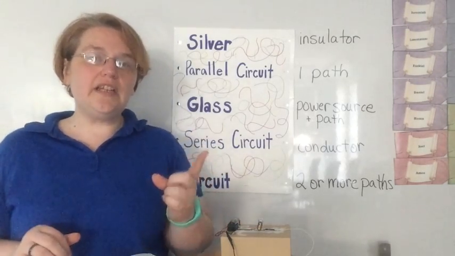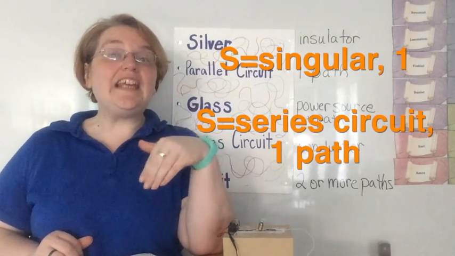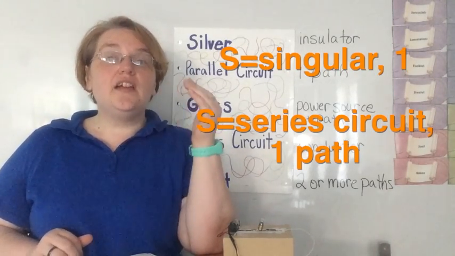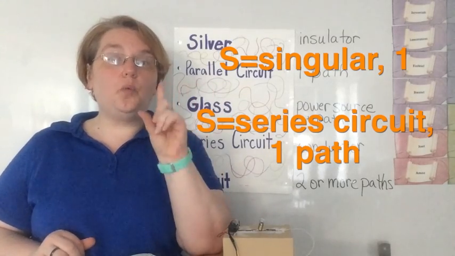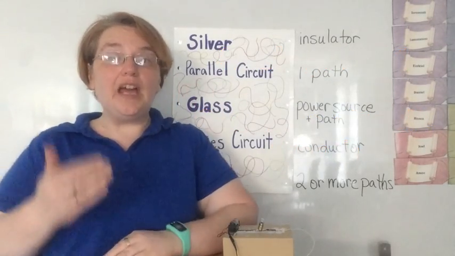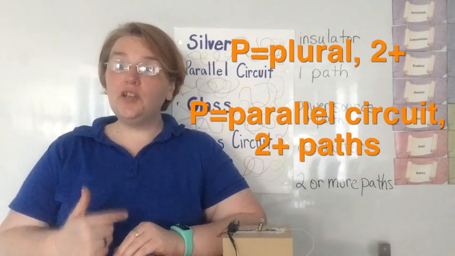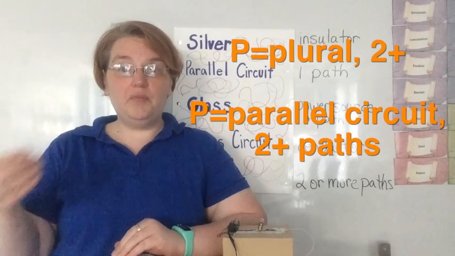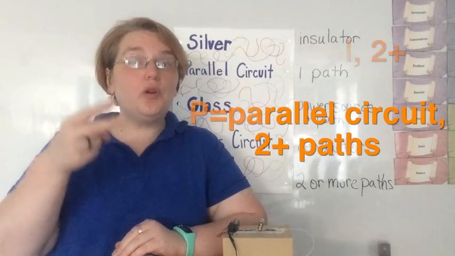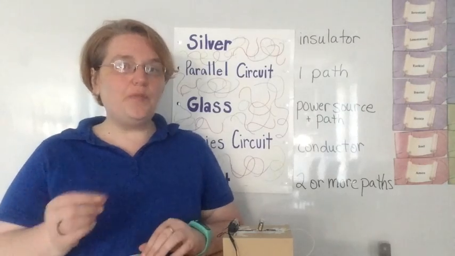Okay, so series circuit, you can think of the letter S and the letter S in singular in English. S for singular means one. Series circuit, one path. Now, parallel circuit starts with a P. In English, plural means many or 2 or more. Plural, many, parallel, 2 or more paths. Series and parallel.